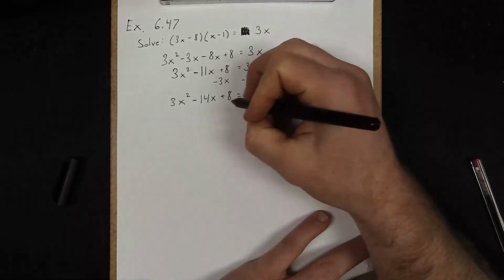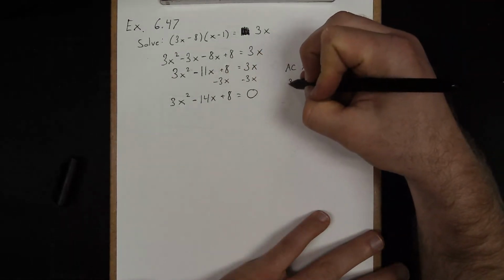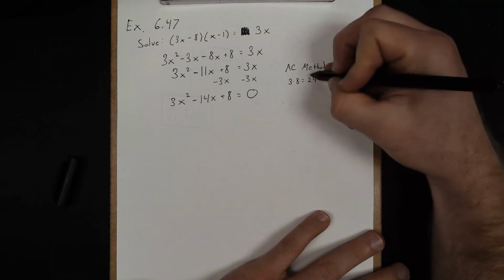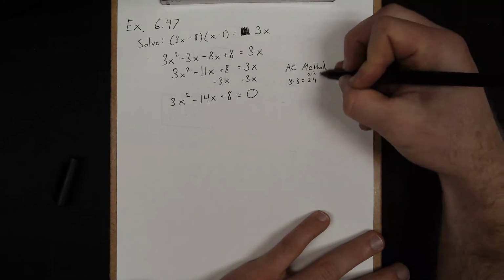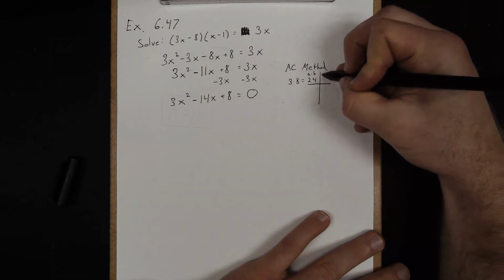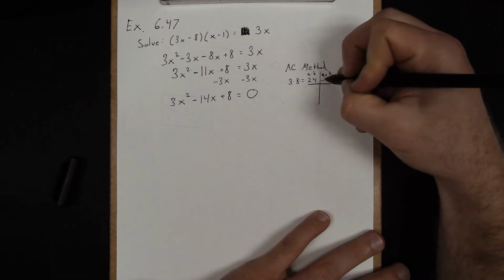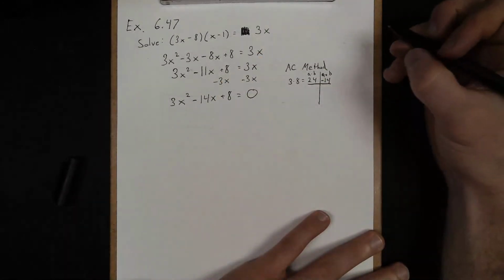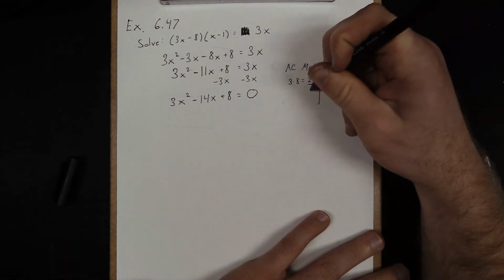So we have our 3 times our 8. This gives us 24. So we have two numbers that multiply to be 24, but add to be negative 14. So let's just try it.